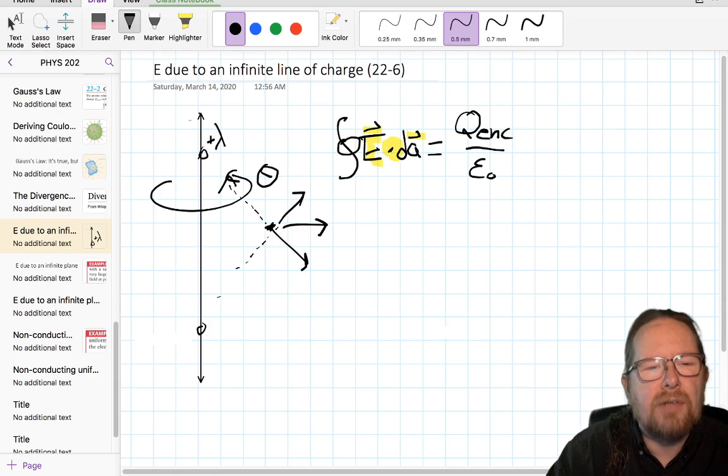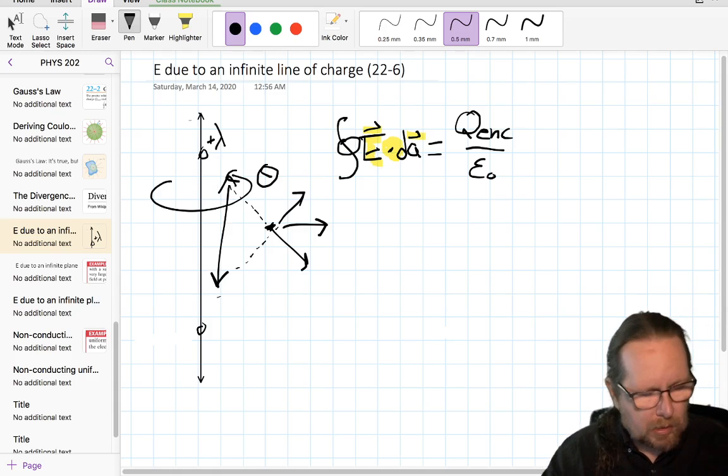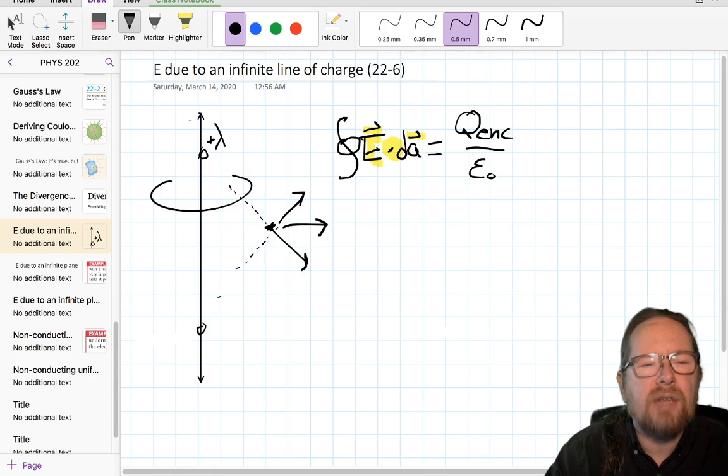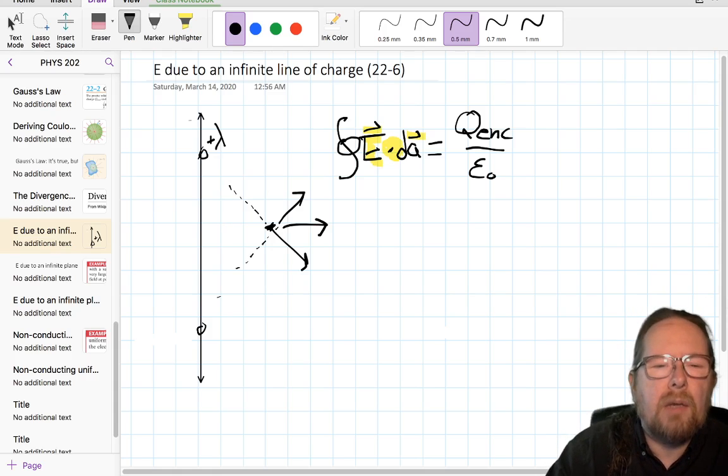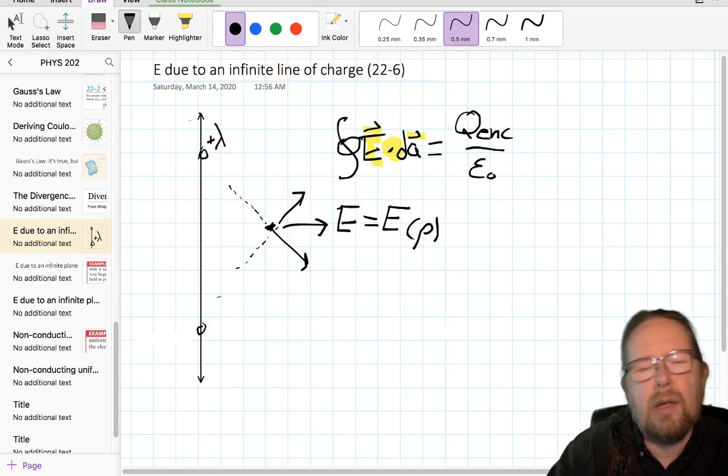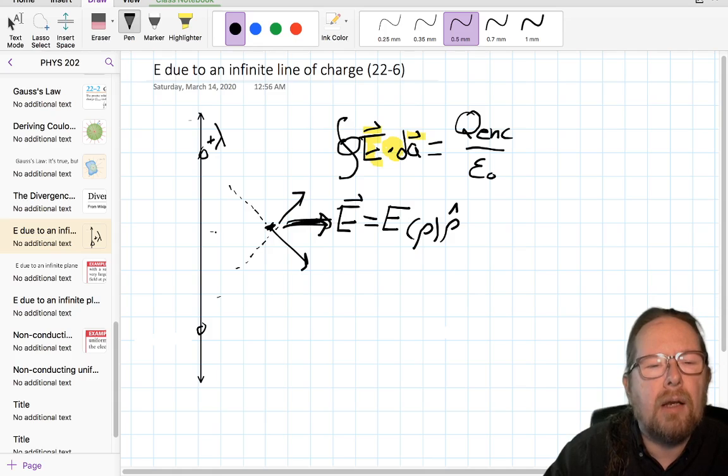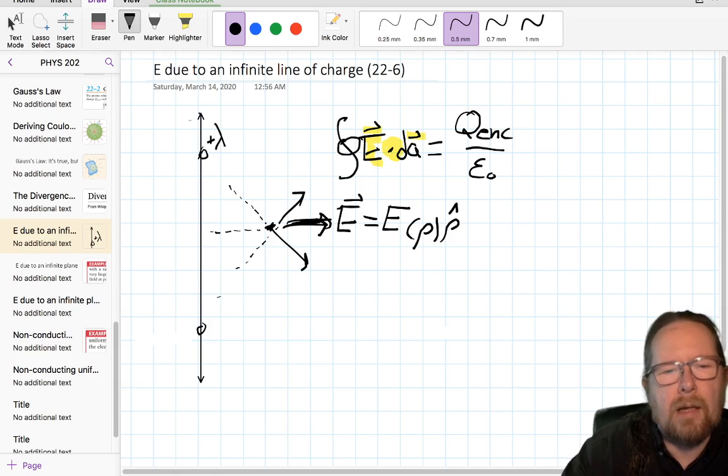And also, if this line is infinitely long, there can't be any dependence on how far up and down the line you are, because an infinitely long line looks the same no matter how far up or down the line you go. So what we know from this is that the electric field is going to be just a function of rho, the radial coordinate in cylindrical coordinates, and we know it's going to be in the rho hat direction. We know the electric field has to be in this direction, and the only thing it can depend on is the distance from the line.